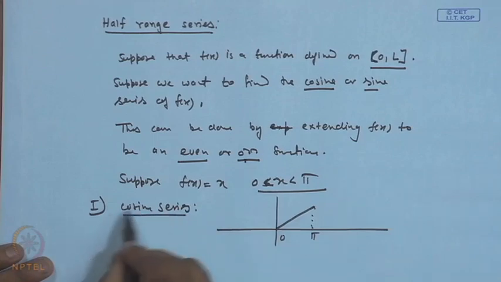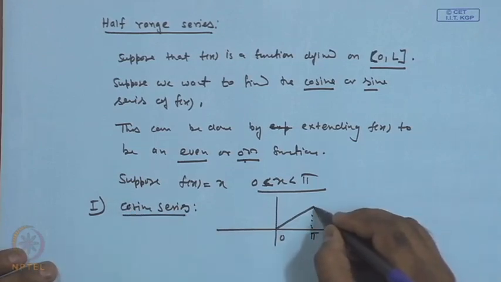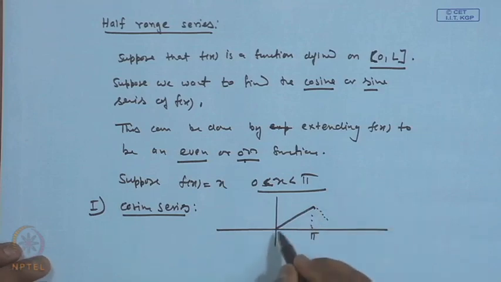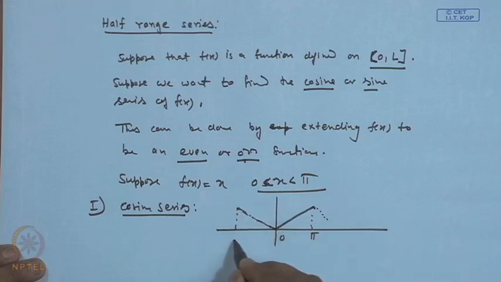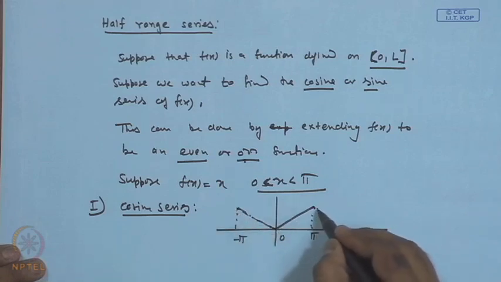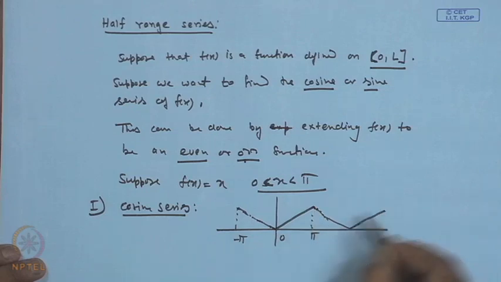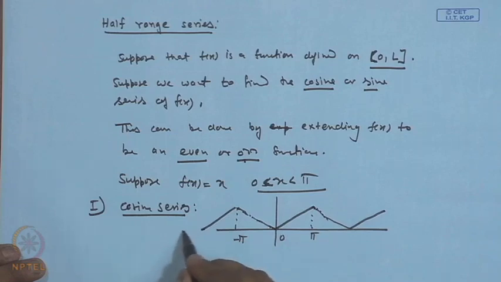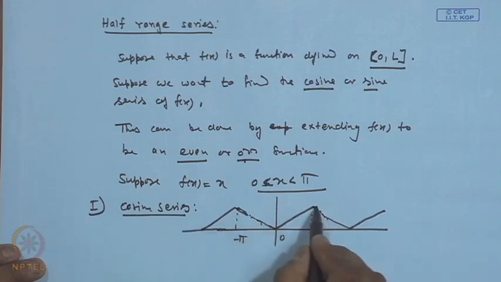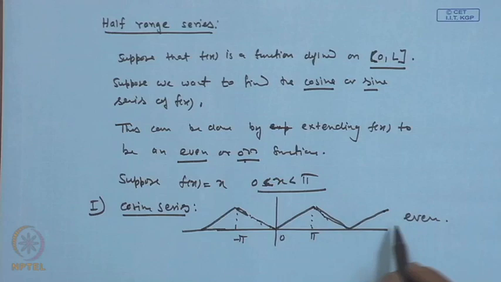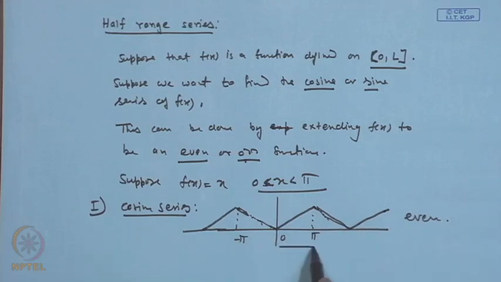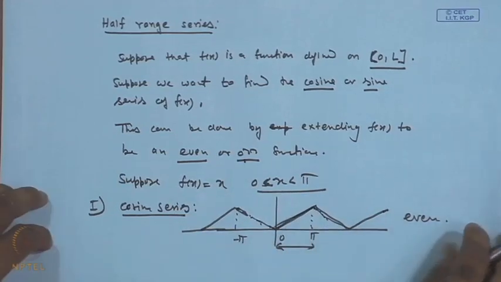Now, if we want to write this x in terms of cosines, we will extend this as an even function, and then make it periodic. So, we have minus pi to pi, and we can then make it periodic. Now this function is an even function. We can get the Fourier cosine series, and that will be valid for f(x) = x in this interval.